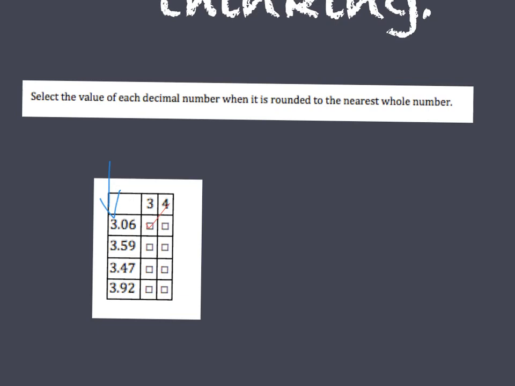In the next one, 3 and 59 hundredths, the 5 makes the 3 get rounded up to a 4. In 3 and 47 thousandths, that 4 means that we keep the 3 alone and it becomes just a 3. And then in the last one, 3 and 92 hundredths, the 9 means that we round the 3 up to a 4.